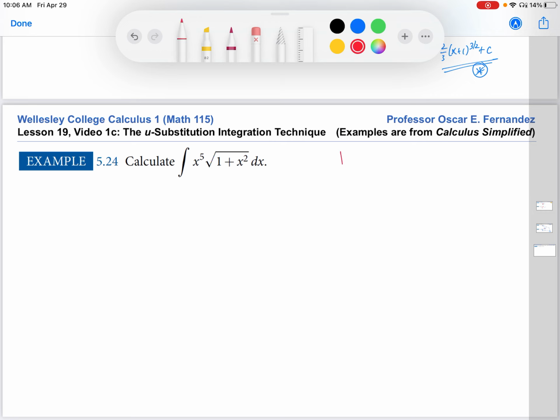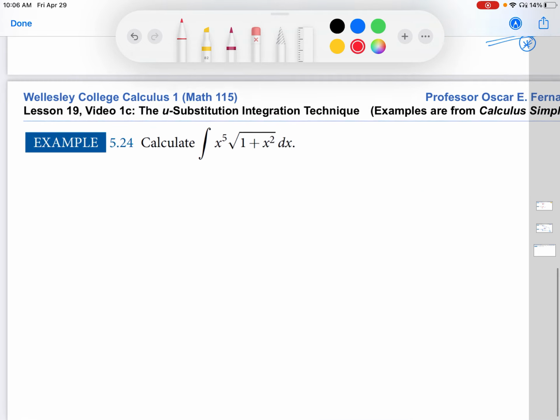All that being said, I do recommend you take a look at videos 19.1a and 19.1b to get more familiar with the simpler u-substitution examples and some rules of thumb for how to use u-substitution and choose your u. So take a look at those videos. I discussed that in there. Okay, so I'm going to review some of that right here as we start this example.